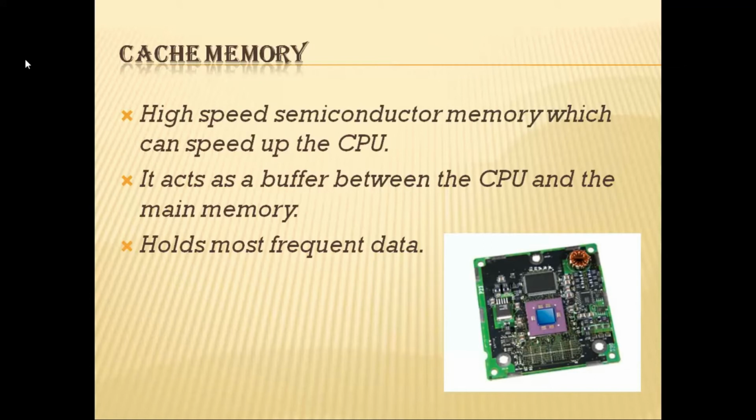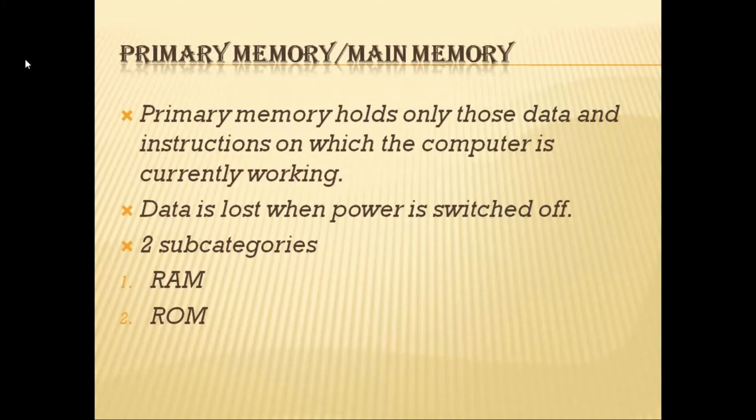Next type of memory is primary memory. Primary memory is also referred to as main memory. Primary memory holds only those data and instructions on which the computer is currently working. That is, it is like a temporary memory. It has limited capacity, but it is greater than the cache memory. Even though it has limited capacity, data is lost when the power is switched off. That is, it is very volatile.